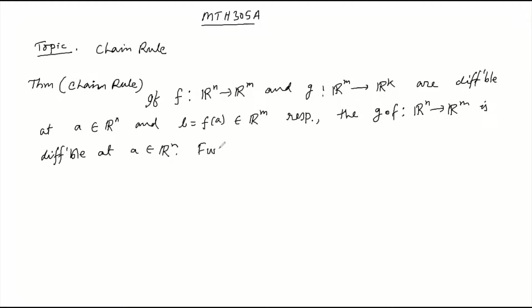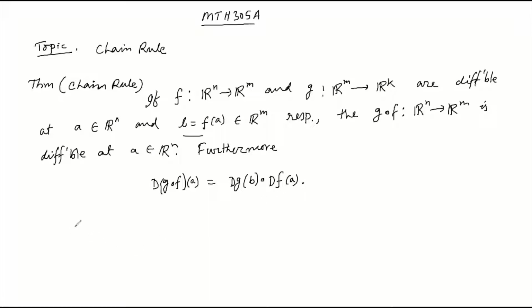Moreover, furthermore, the derivative of g composed with f at the point a can be written in terms of derivatives of f and g: it is equal to the derivative of g at the point b, where b is equal to f of a, composed with the derivative of f at the point a. Okay, so this is the theorem statement.